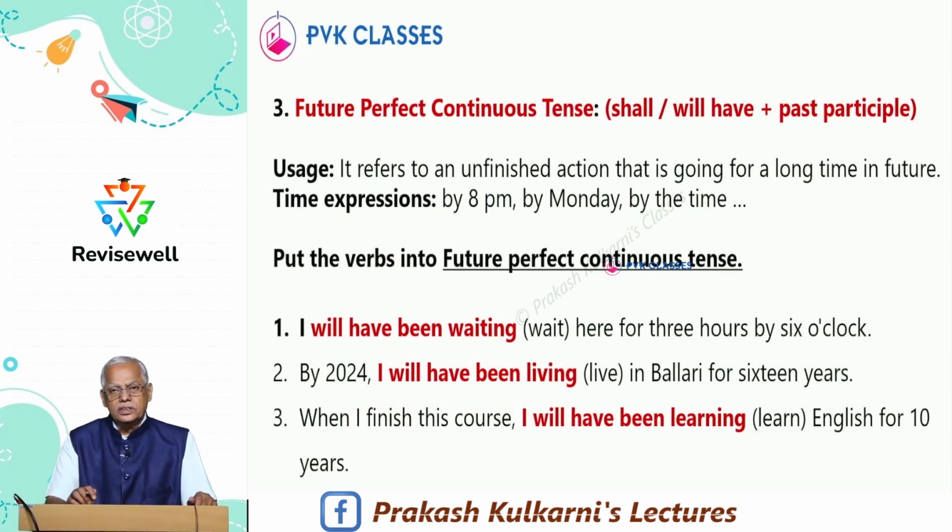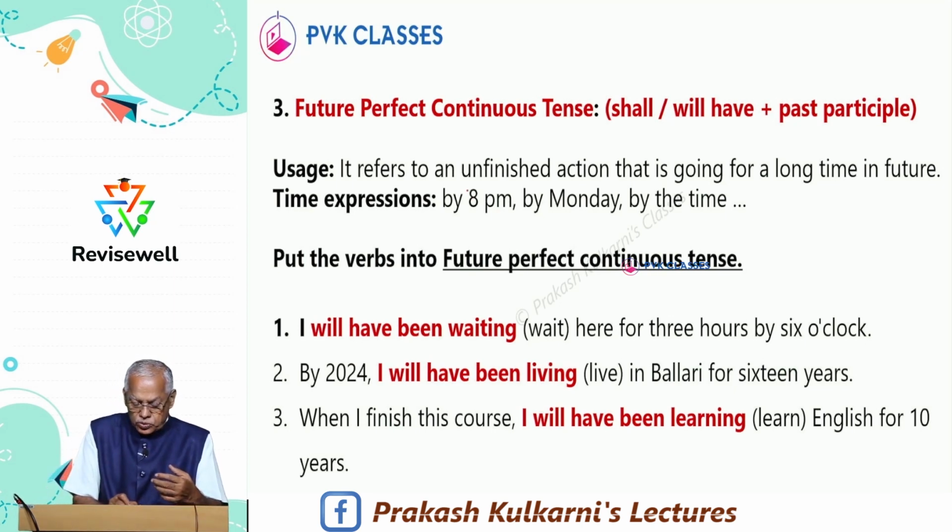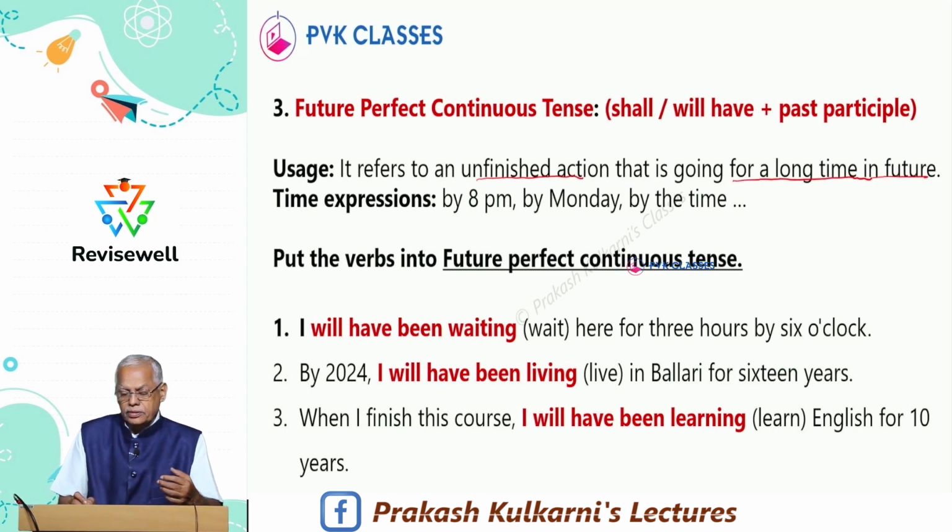Now, the third one is future perfect continuous tense. That means action will be going on for a longer duration of time in future. ನಾಳೆ ಮುಂಜಾನೆ 11 ಗಂಟೆಗೆ ಬಹಳ ಸಮಯದಿಂದ ನಾನು ಆಟ ಆಡ್ತಿರ್ತೀನಿ. So you want to express longer duration of time. So it refers to unfinished action that is going on for a long time in future.